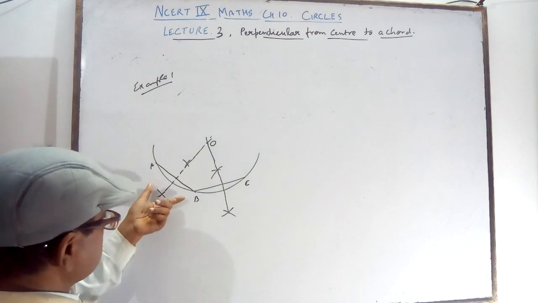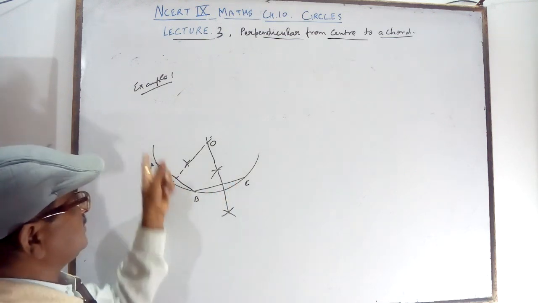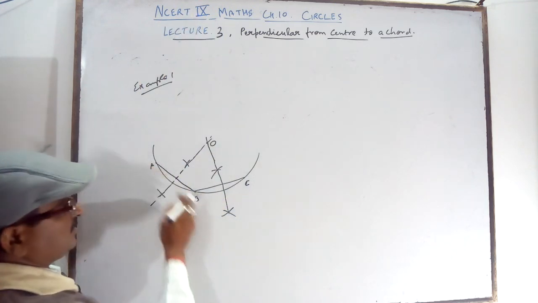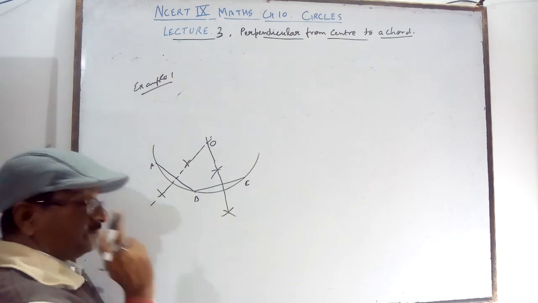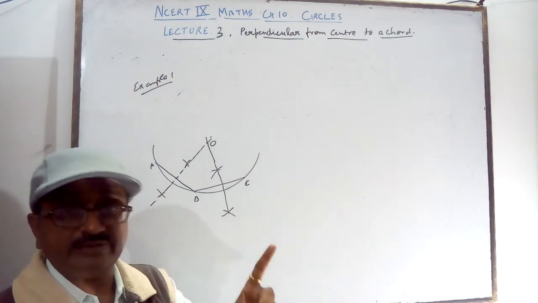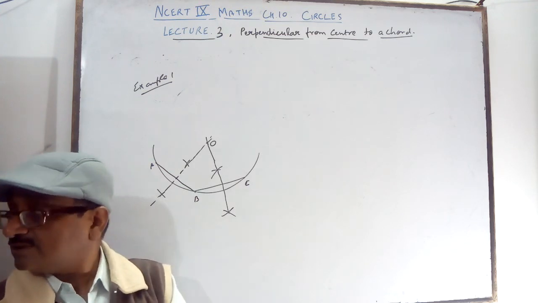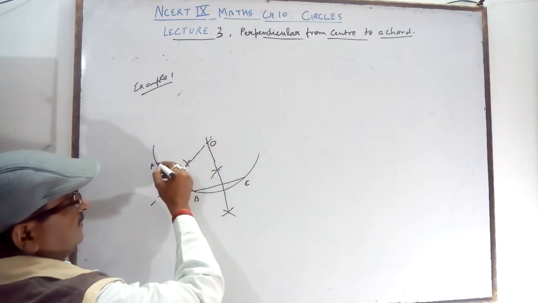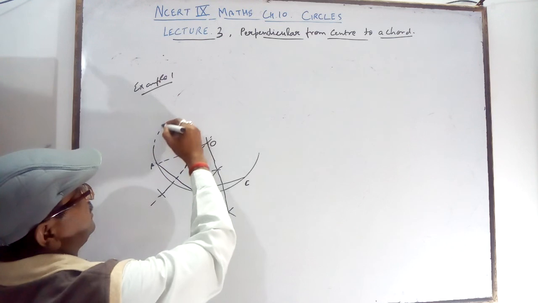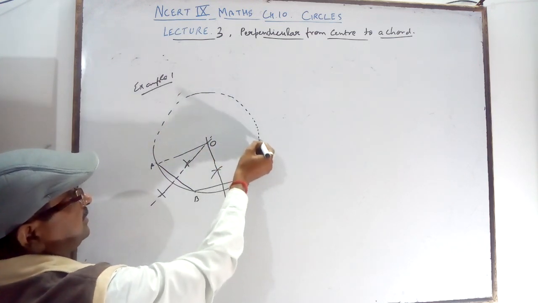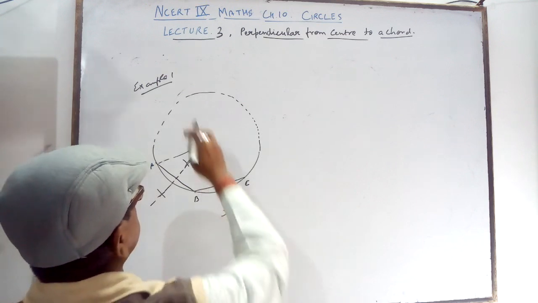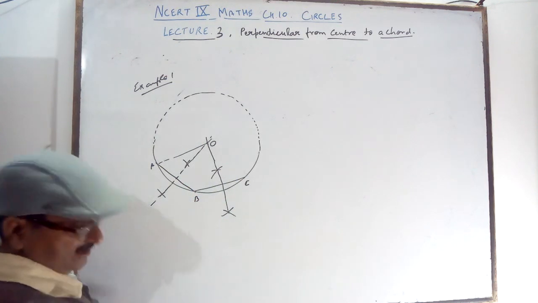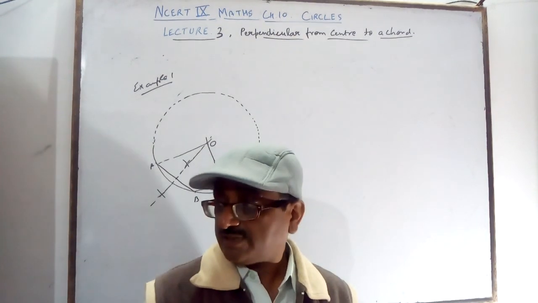Why? Because AB and BC are chords of this arc, which is a part of a circle. We know that the perpendicular bisector of any chord always passes through the center. So you will get O as the center, OA as the radius. We complete the circle with O as center and OA or OB or OC as radius. Example 1 is very simple.